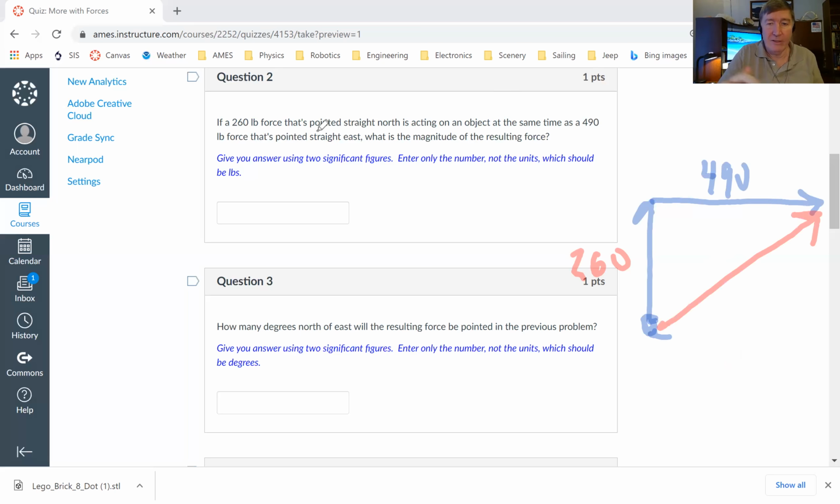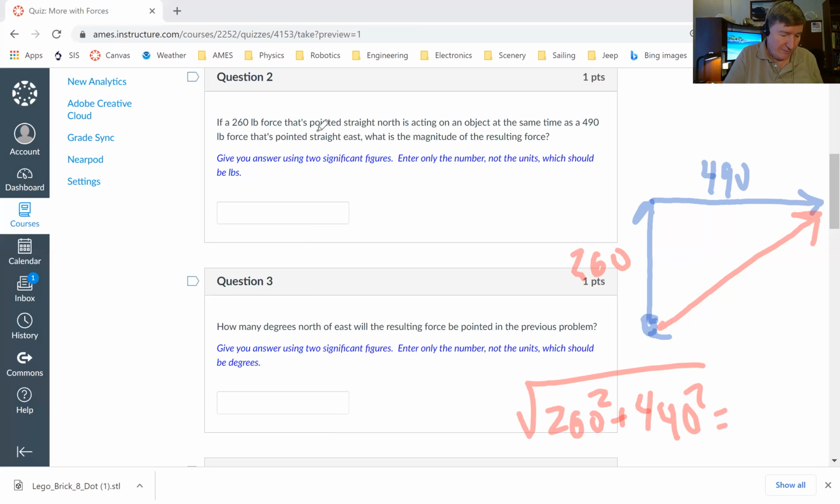And so when I do that, I'm going to take the square root of 260 squared plus 490 squared. And when I do that in my calculator, 260 squared plus 490 squared gives me that. Take the square root of that. Okay, so the number in my calculator is 554.7. And so now I'm only allowed 2 sig figs. So it means I got to either round it down to 550 or round it up to 560. Okay. And so rounding down is clearly the way that we're going to go. So 550 is going to be our answer. And almost all of you got it.